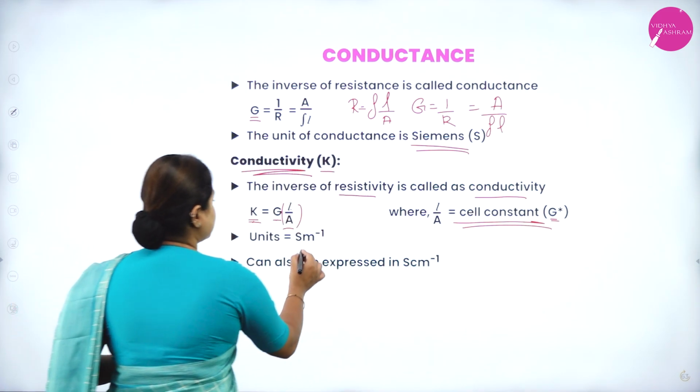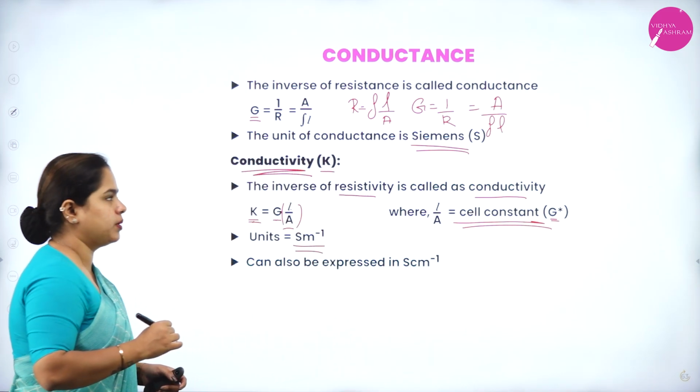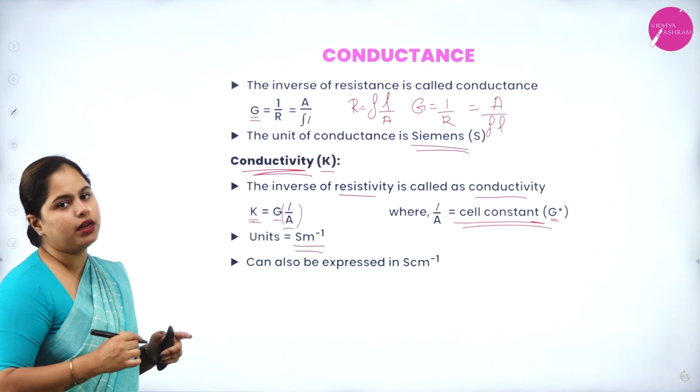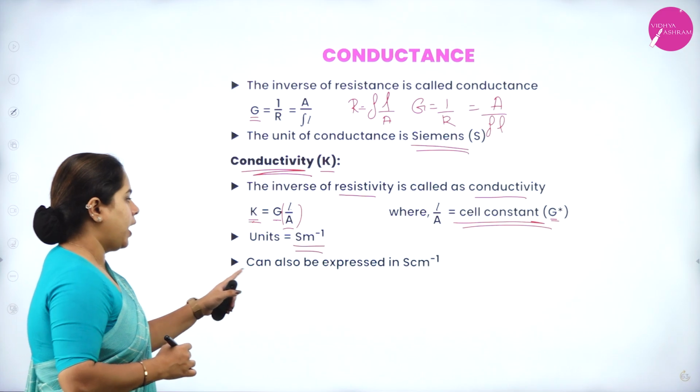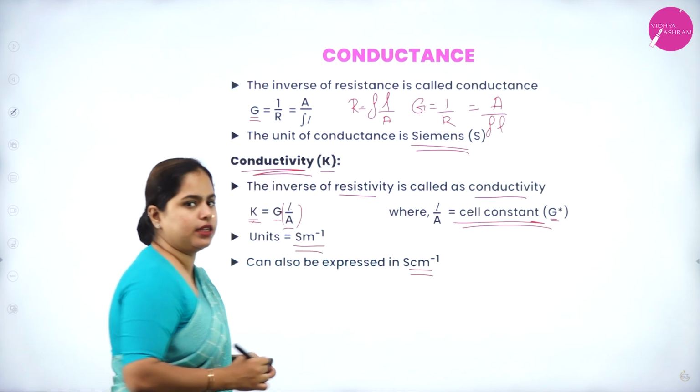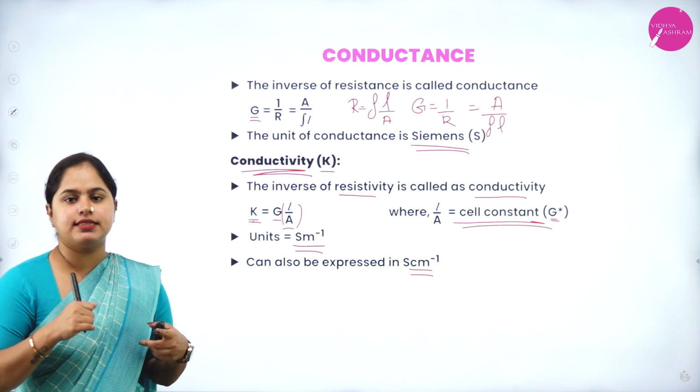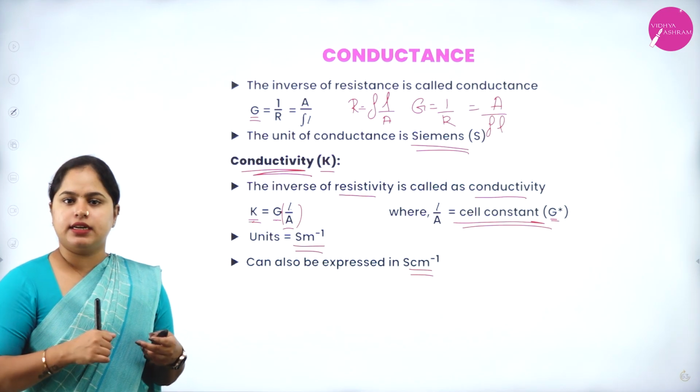Now the unit is Siemens meter inverse. For conductance, the unit is Siemens. For conductivity, it is Siemens per meter. It can be expressed in Siemens centimeter inverse as well, meter or centimeter. So I hope this is clear: what is resistance, resistivity, conductance and conductivity.